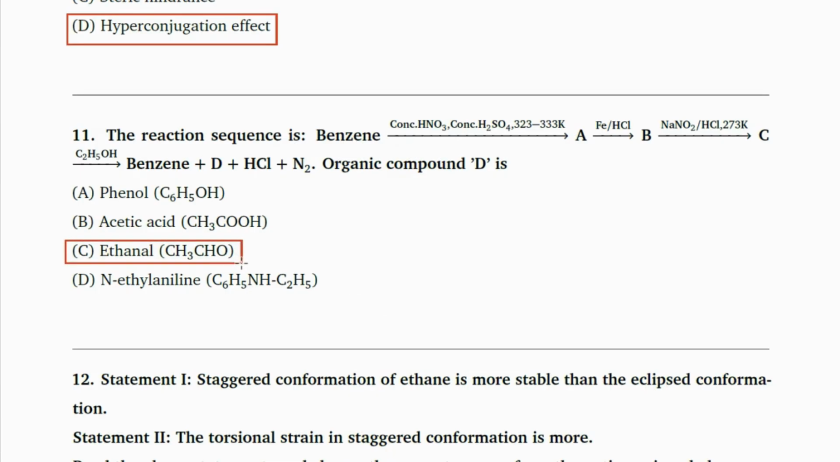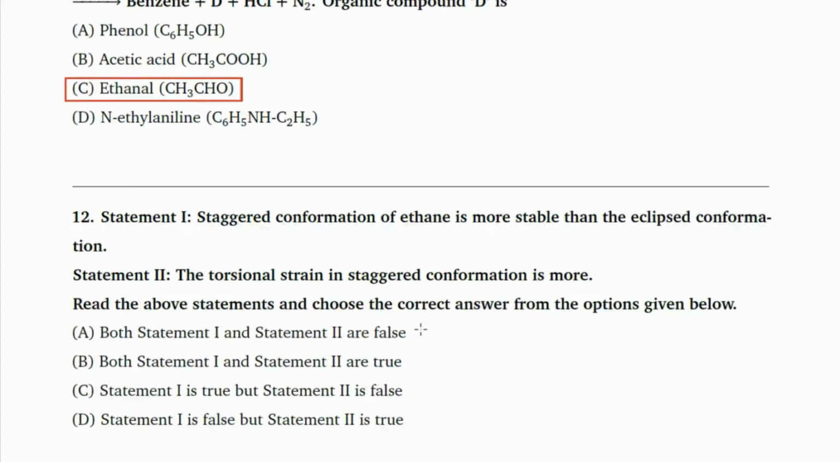In the presence of sodium nitrite and hydrochloric acid at 273 Kelvin, aniline is diazotized to benzene diazonium chloride, and this compound is C. Reaction of compound C with ethanol reduces it back to benzene, while ethanol is further oxidized to ethanal. That is, the compound formed is an aldehyde, which is compound D. So, therefore, option C is the right answer.